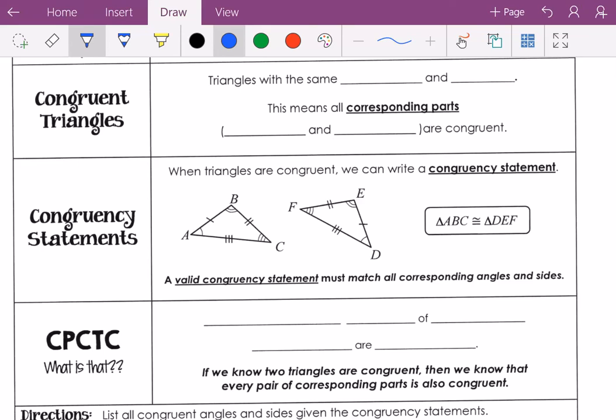Alright, today's lesson is on congruent triangles and CPCTC. For congruent triangles, triangles with the same shape and the same size are called congruent triangles. But of course, we've actually talked about this before. This means that all corresponding parts, such as the angles and the sides, are congruent.